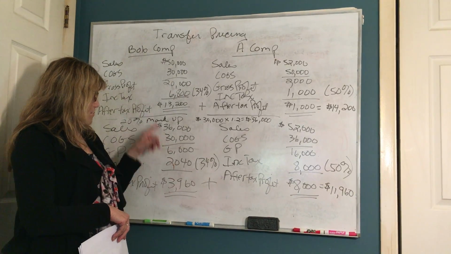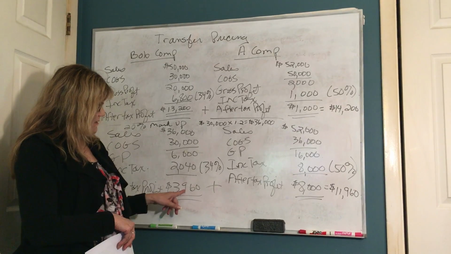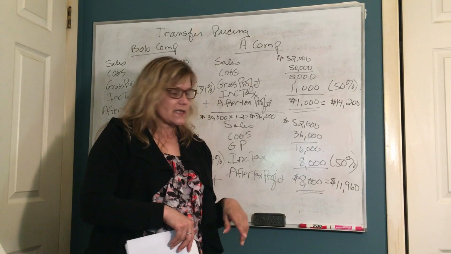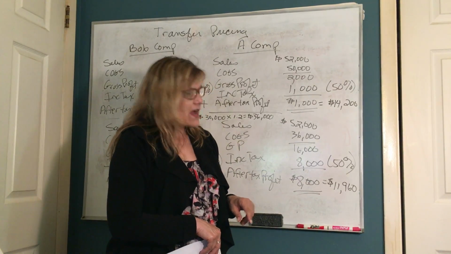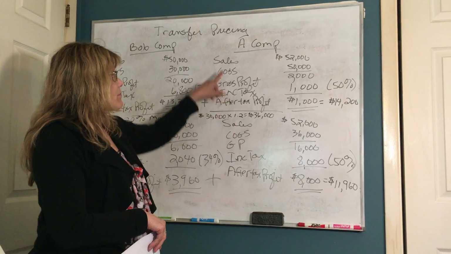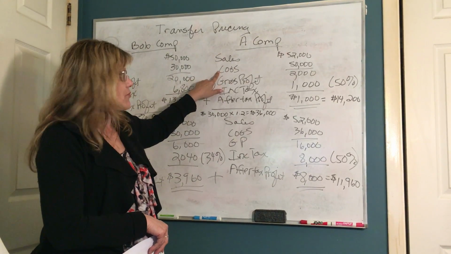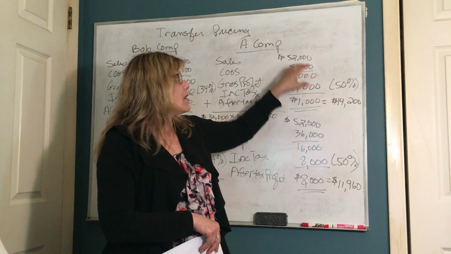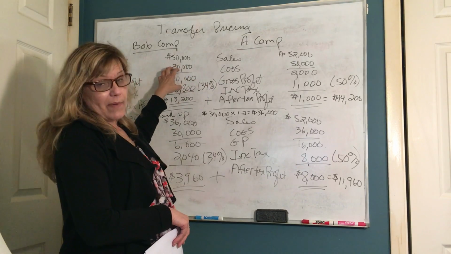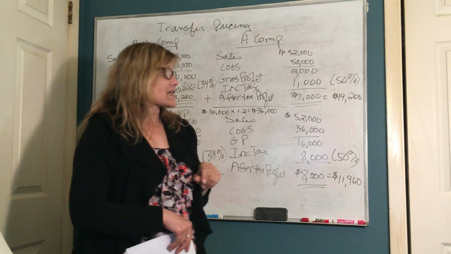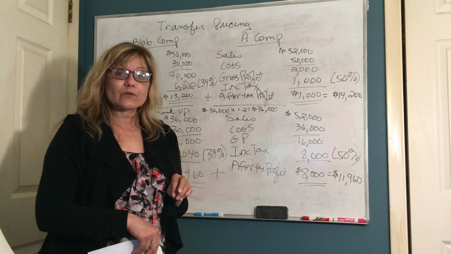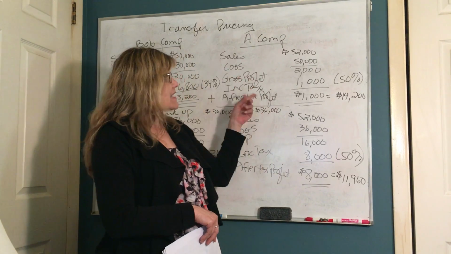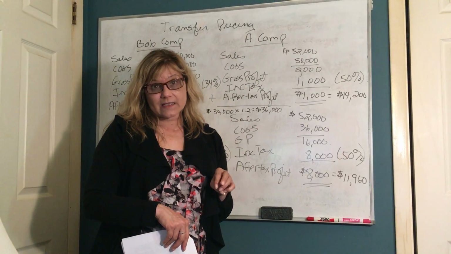So if we add Bob's after-tax profit of $3,960 and A company's after-tax profit of $8,000, it totals $11,960. Let's compare that to selling at the maximum transfer pricing. In that case, because of the tax differences between A company and Bob Company, the after-tax profit in total was $14,200. So you can see it's more than a $2,000 increase by selling at the transfer pricing maximum.